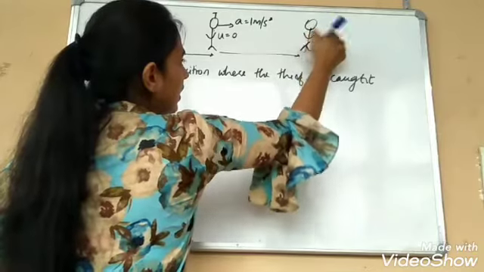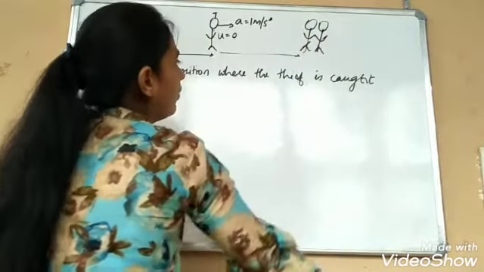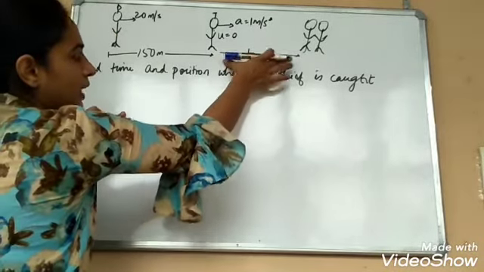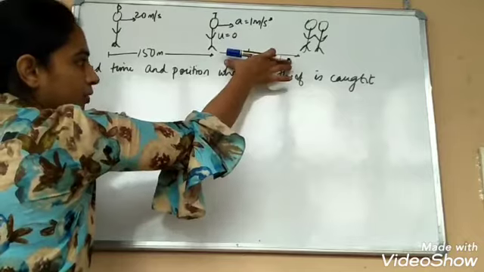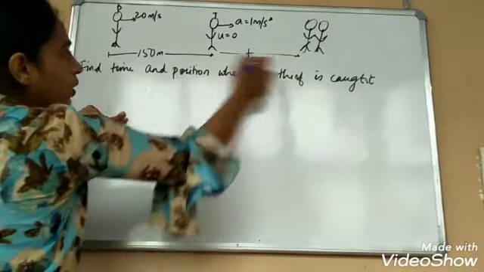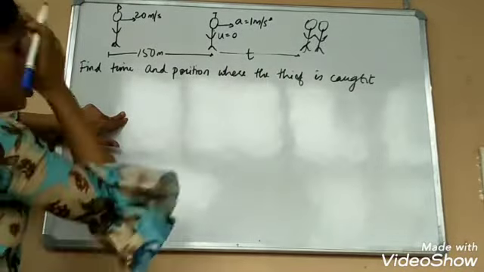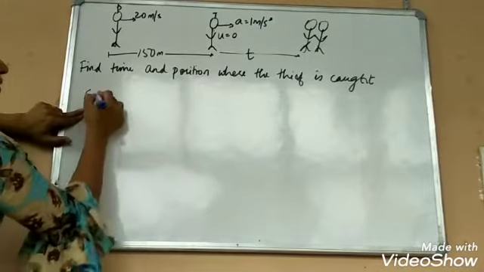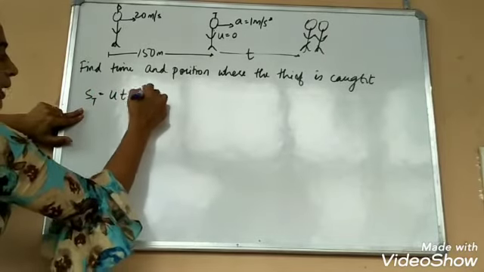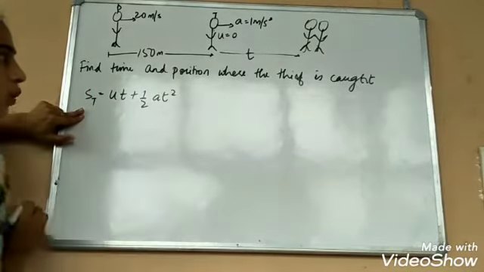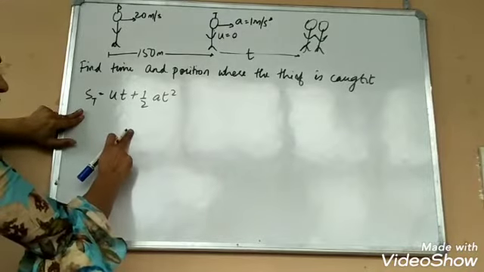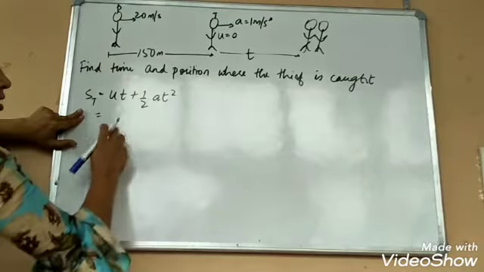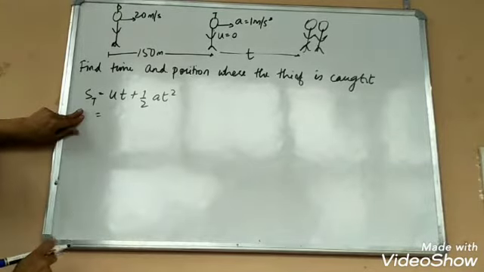So here police and thief come together after some time t. Now in this much time t, the distance covered by the thief will be the same as the total distance covered by the police. So we can find the distance s covered by the thief by using ut plus half at square. What is the distance covered by the thief in time t? u is 0, so that will be half, and the acceleration of the thief is 1 meter per second square.